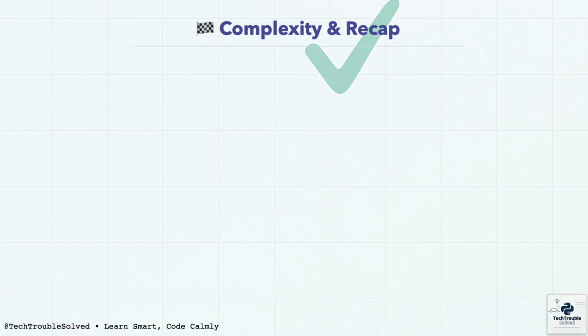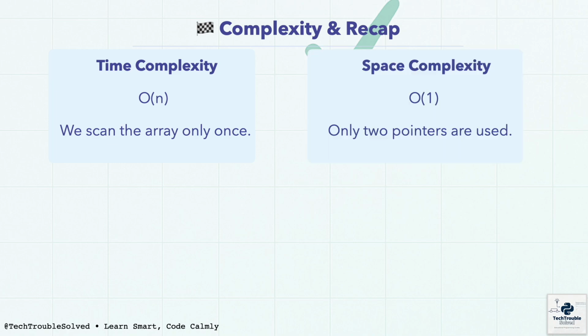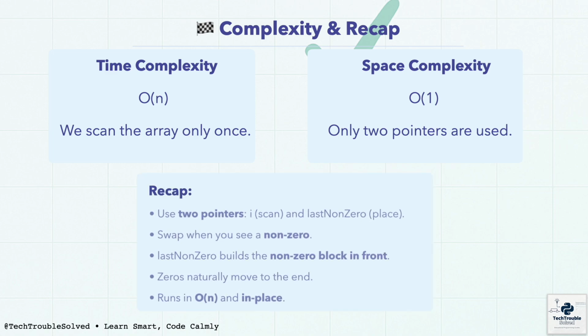To summarize, the time complexity is O(n). We scan the array once. The space complexity is O(1). We only use two pointer variables. So the key ideas: single pass, in-place swaps, zeros automatically move to the end, order of non-zero elements is preserved. A very elegant two-pointer solution.